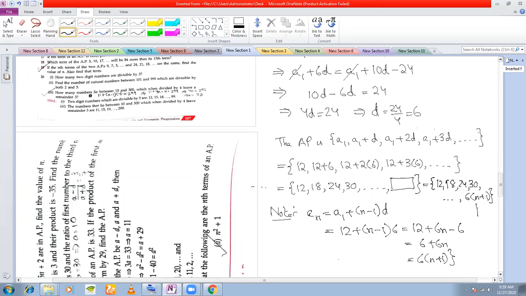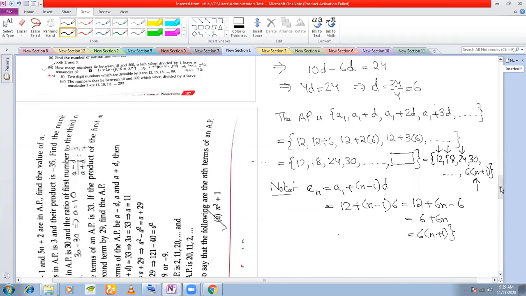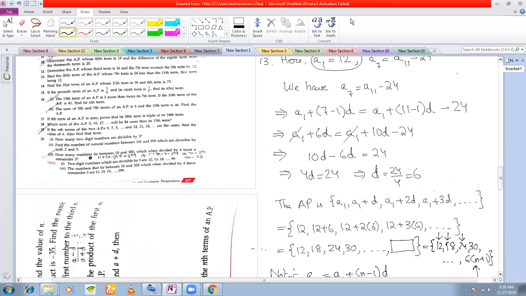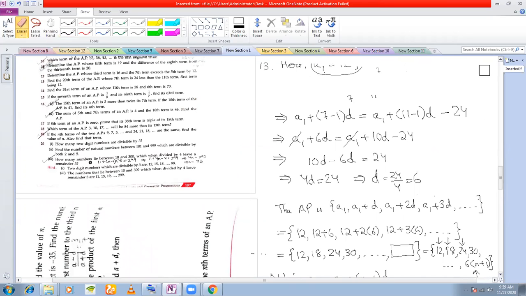See that in this 6 times n plus 1, if you put n is equal to 1, you'll get 12. If you put n is equal to 2, you'll get 18. If you put n is equal to 3, you will get 24 and so on. So that is what you should be noting, and this is how this problem should be done. Let us now see number 14.